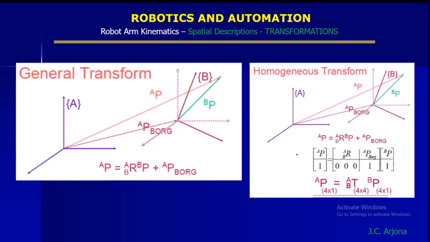And using the 4x4 homogeneous matrix, we can use the other method, which is P to A is equal to the T from B to A, multiplied with P to B. So the T is a 4x4 matrix. This is 4x1, and this P to A is 4x1. So this is the 4x1, this is the 4x4, and this is the 4x1.